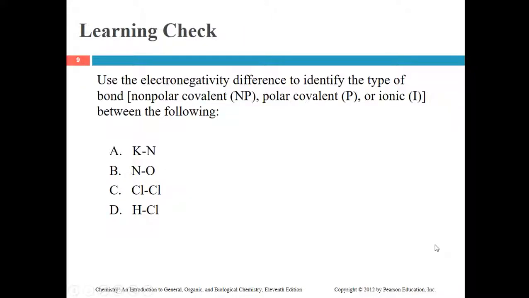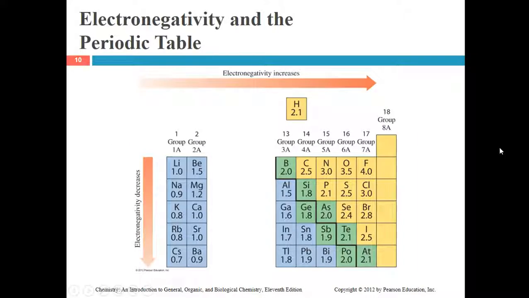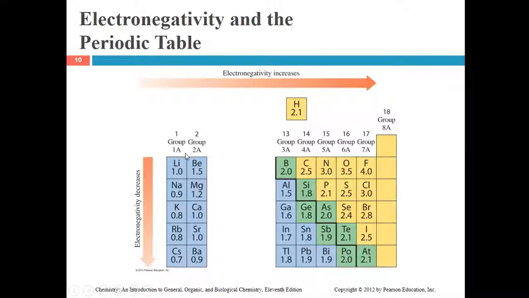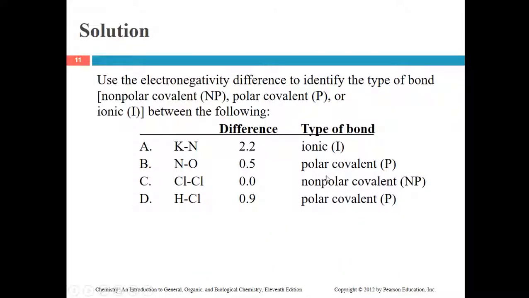All right, press pause and see if you can figure out, are these nonpolar, polar, or ionic? Well, in order to do it, you're going to have to look at the electronegative table in order to calculate these values. So let's do that. Our potassium, 0.8. Our nitrogen is 3. So 3 minus 0.8 is a 2.2 difference. So we know that that is ionic. We would know it was ionic anyway because potassium's a metal.